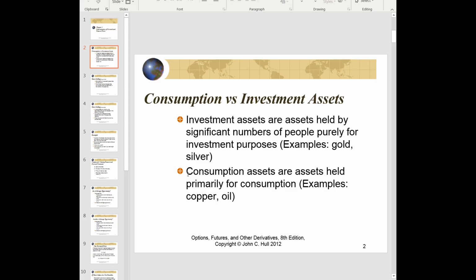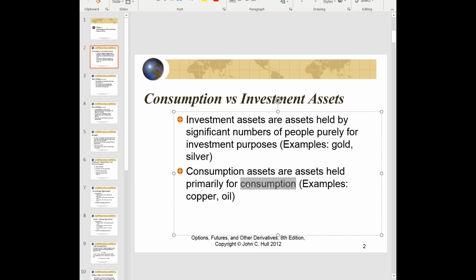In contrast, we have consumption assets, which are held primarily for consumption, meaning you can do something with these assets. For example, with oil, you are going to use oil to produce gasoline and diesel and so on, right? Sometimes this distinction is not that clear. For example, you see gold here and silver here, and then you see copper, right? These are both very similar metals. The point is that copper is used in a lot of production processes for all sorts of electronics and electrical material and so on. So this is actually used to build stuff.